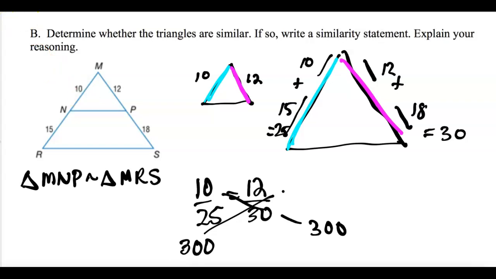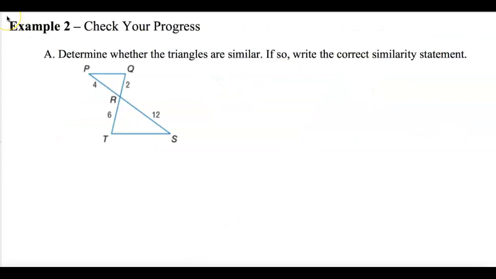Okay, so we have the similarity statement, again, going in the same order. MNP is similar to MRS. So here we have another one. Again, one strategy would just be to identify maybe the smaller sides. So this side here is the smaller side, and that would be similar to that side. And then this side here would be the medium or large. We don't really know. It looks like it's medium. We don't know the other one. So we'll just go ahead and set up a proportion.